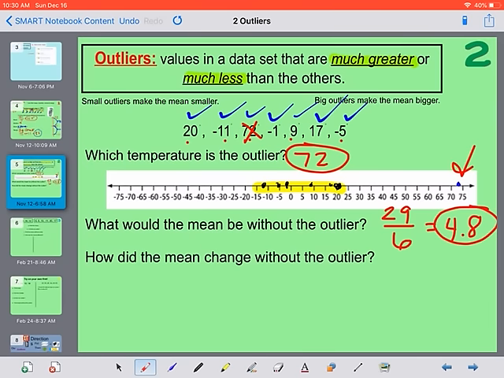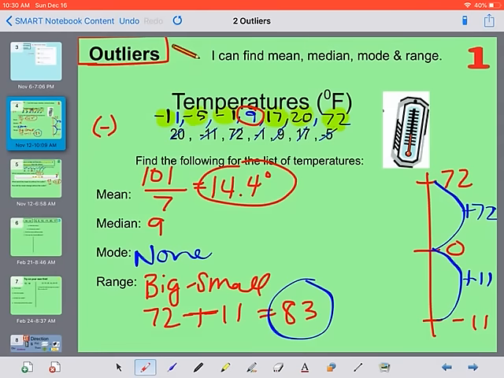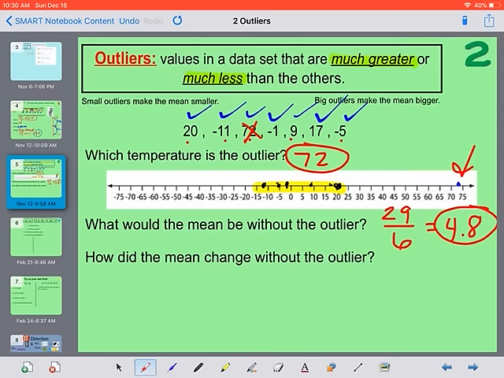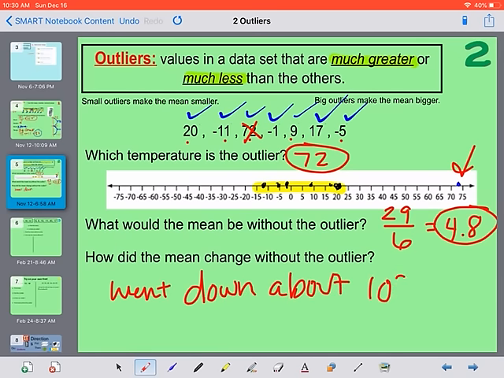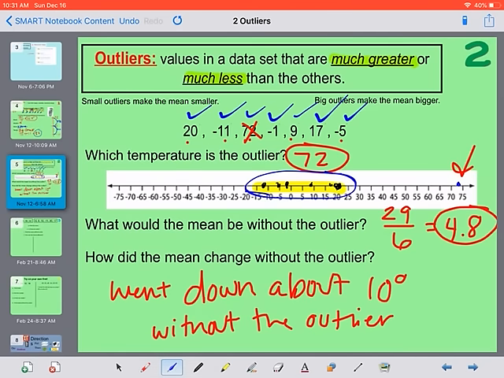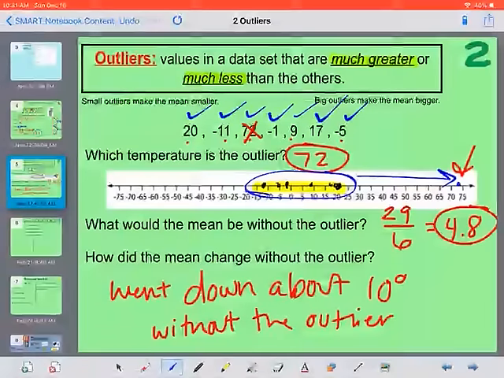So how did the mean change without the outlier? Well, it was 14.4, and now it's 4.8. So it went down about 10 degrees. Oops, that's percent. Went down about 10 degrees without the outlier. This average is more representative of this data because we don't have any points between here and here. That one's really far up there.